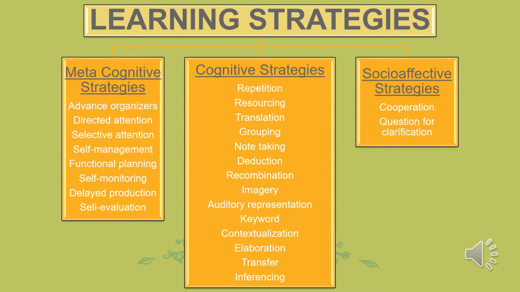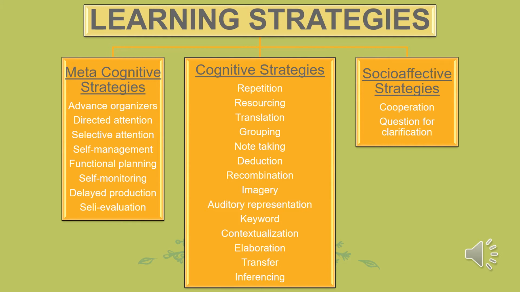Moving on to the next point, deduction. Consciously applying rules to produce or understand the second language. Recombination. Constructing a meaningful sentence or larger language sequence by combining known elements in a new way. It is where you've got all these different pieces and you're trying to put them together in different ways so that you can learn new information.